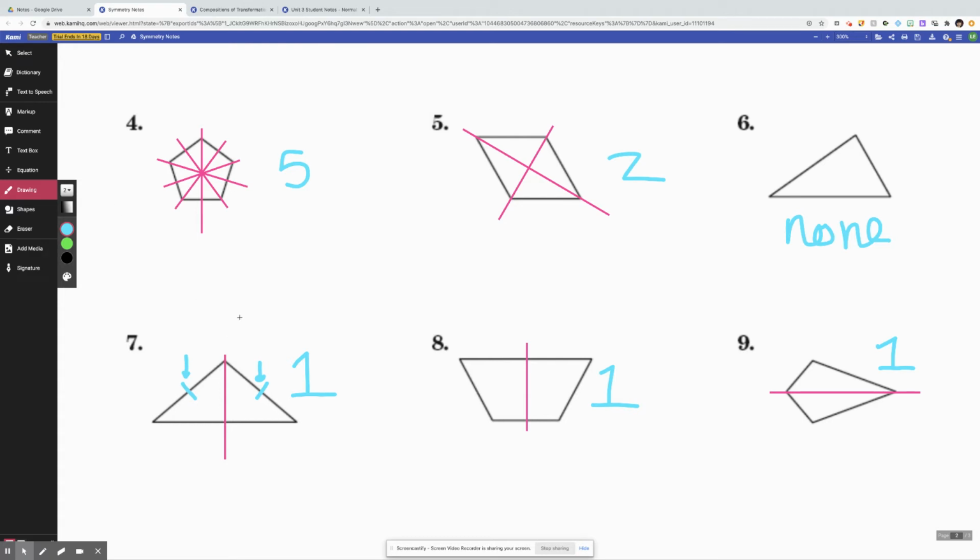All right, so give me a second to fix my screen up, but that's all of the examples for reflectional symmetry. So let's look at some examples for rotational symmetry.